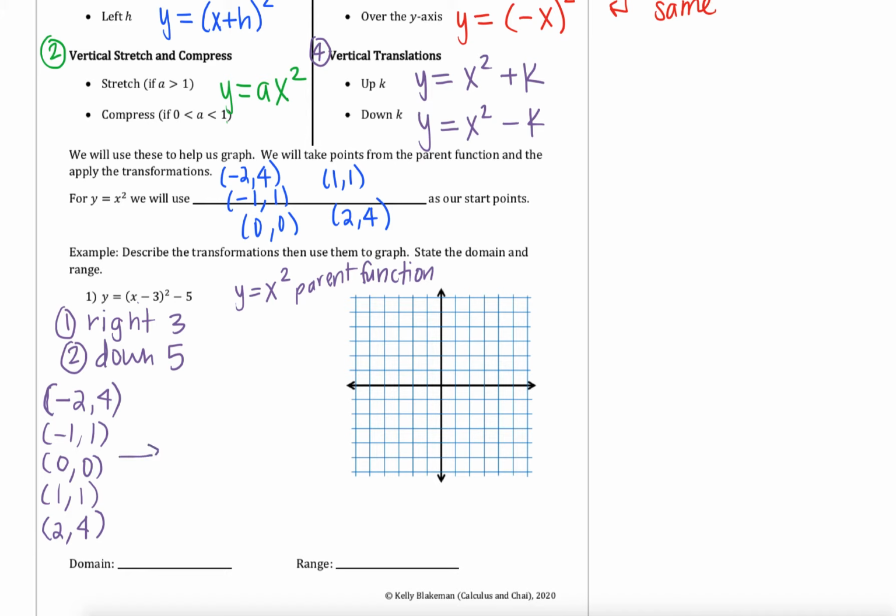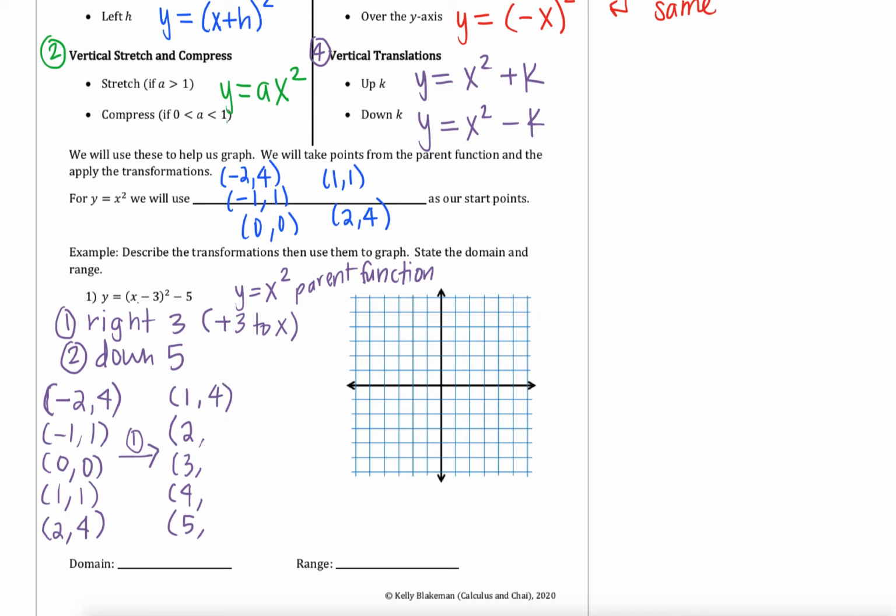Now we can apply our transformations just like we did before. When we go to the right, that's changing our x-coordinate, and we're adding 3 to that x-coordinate. So let's go ahead and apply that first transformation here. When we add 3 to -2, we end up at 1. When we add 3 to -1, we end up at 2. When we add 3 to 0, we're at 3. And then we're going to be at 4 and 5 by adding 3 to the final two x-coordinates.